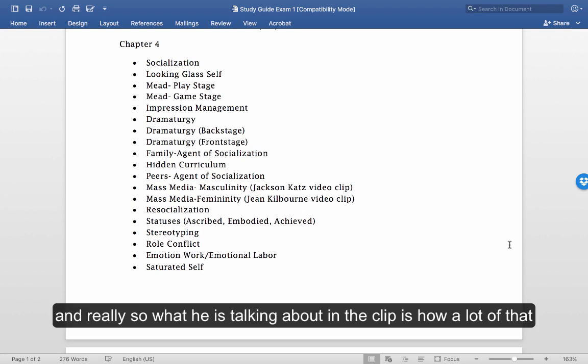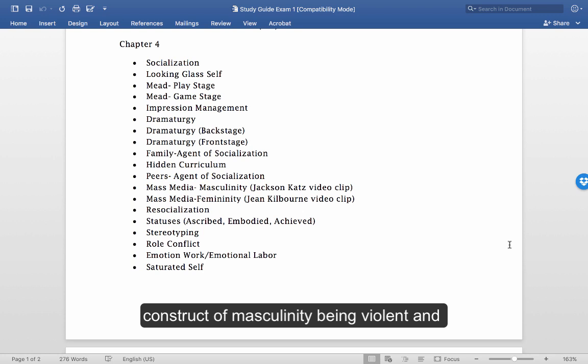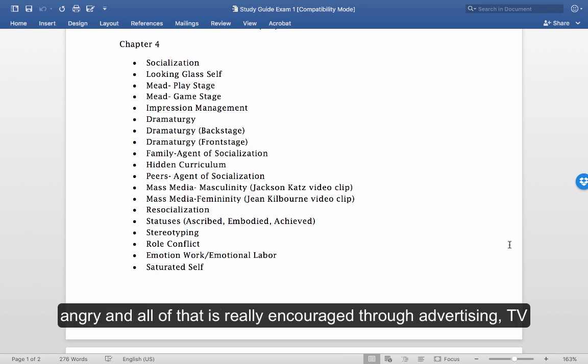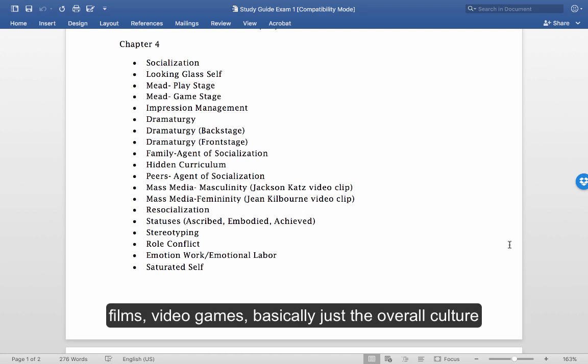And really, what he's talking about in the clip is how a lot of that construct of masculinity being violent and angry and all of that is really encouraged through advertising, TV, films, video games, basically just the overall culture.